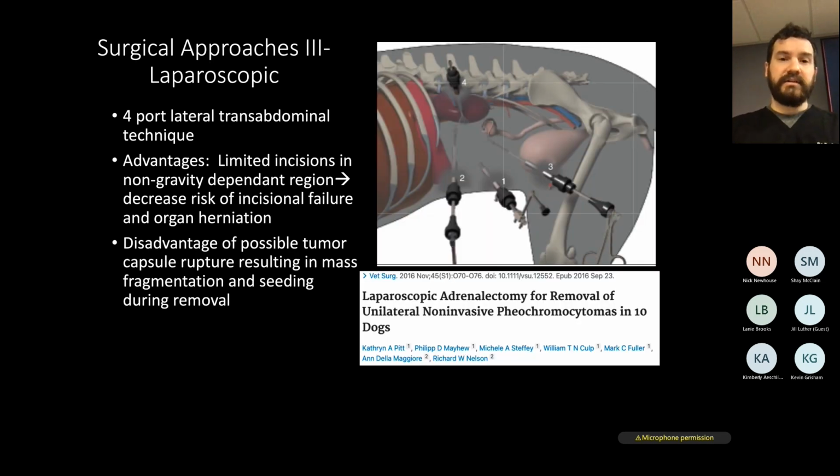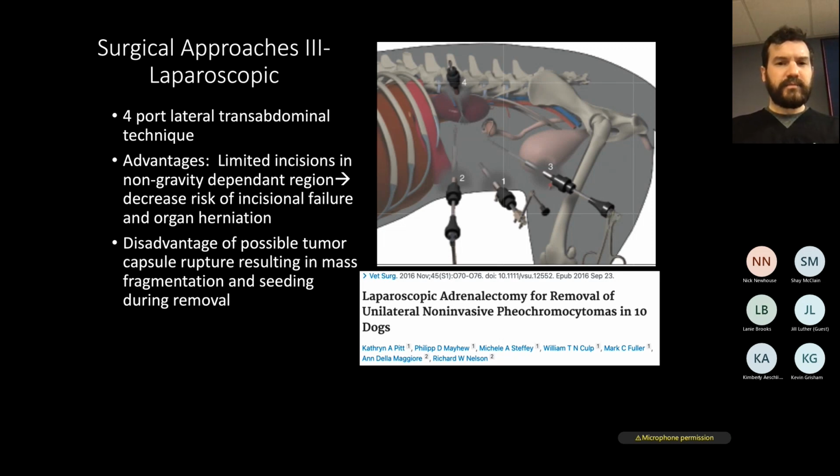So laparoscopic adrenalectomies have been found to, in the right hands, actually end up being shorter in duration than an open approach. So something like 80 minutes versus 108 minutes. We use a 4-port technique. The dog is placed in lateral recumbency.